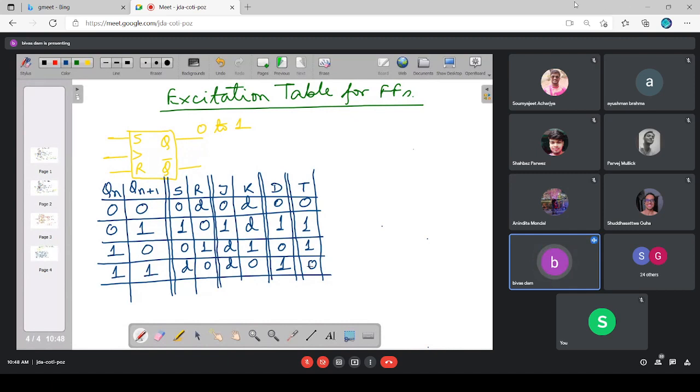So this is the excitation table for all the four standard flip-flops: JK, SR, D and T. You should remember this. Otherwise, when you are going to design, every time you have to work out the excitation table. So try to memorize this table. For 0 to 0, SR required is 0 X, 0 to 1 is 1 0, 1 to 0 is 0 1, 1 to 1 is X 0. Similarly for the JK, D and T. Okay, fine.